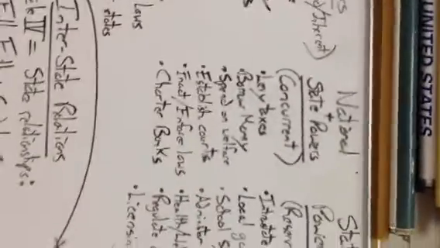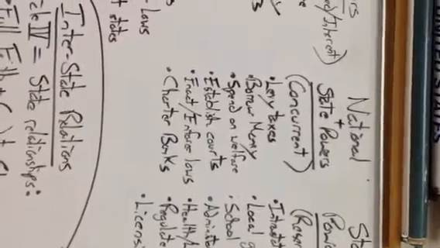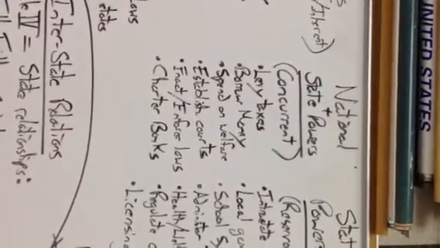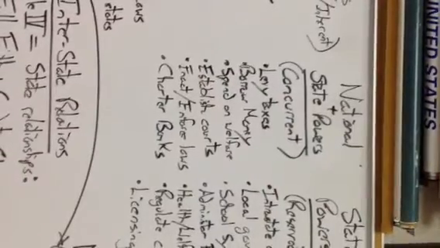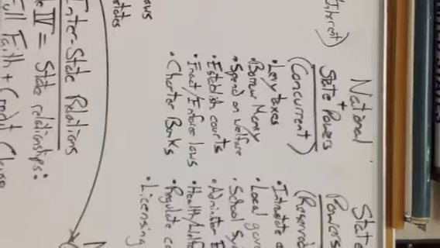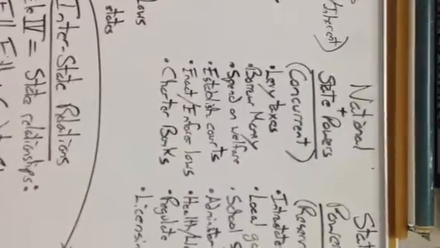The national government also shares powers with the states, and those are the concurrent powers. Both national and state have the power to levy taxes, which means they can tax you. They can borrow money. They can spend on the welfare of their citizens. They can establish lower courts than the Supreme Court. They can enact laws and enforce laws, and both levels, national and state, can charter banks.